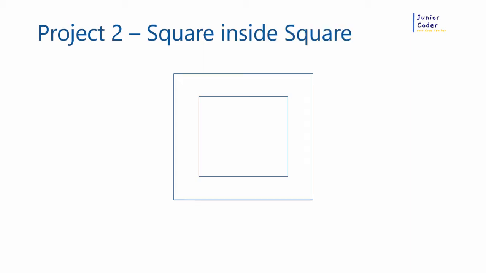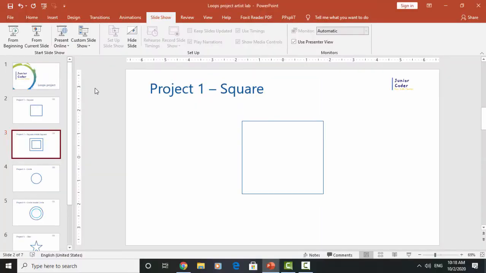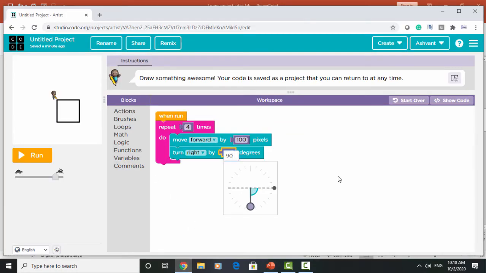Now after we have finished our first project, the square, let us move on to the second one. Project 2, Square inside square. Now, project 2 will be a square inside a square with loops. Let us see how to do it in the code.org website. Now, this is the code we wrote for a square. Now, let's see how to make a square inside square with loops.